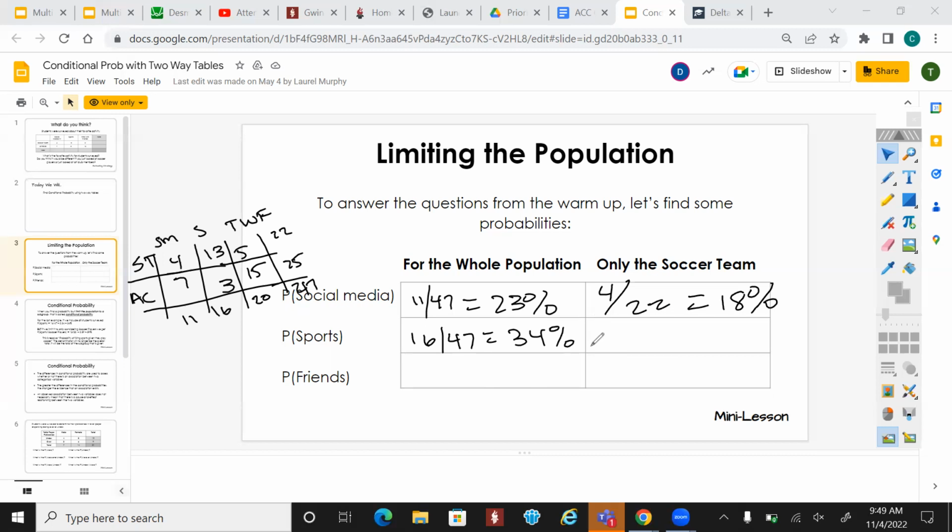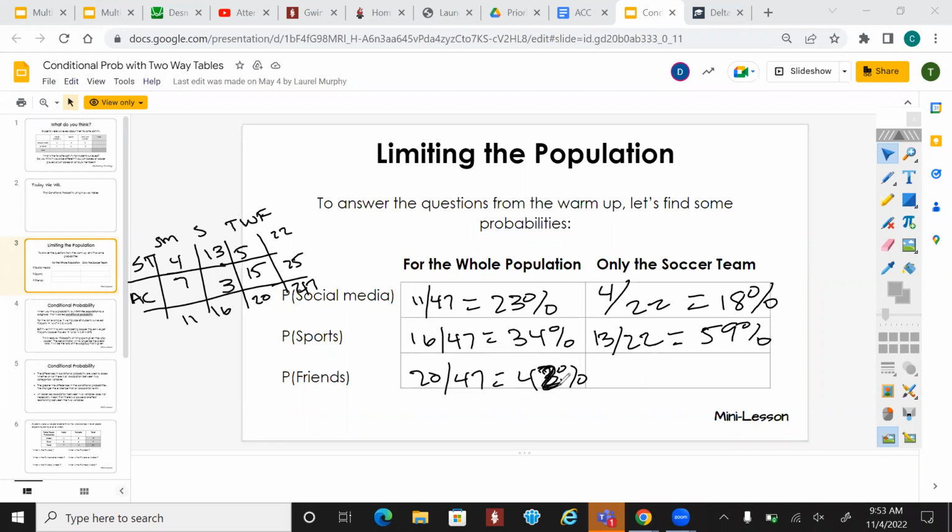For just the soccer team, that's going to be 13 out of 22, which is going to be 59%. Can you do the last one for friends? Okay, so for friends, of the whole population, we've got 20 out of the 47, right? And that's going to give us 43%.